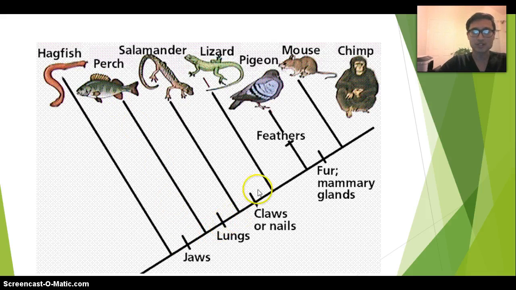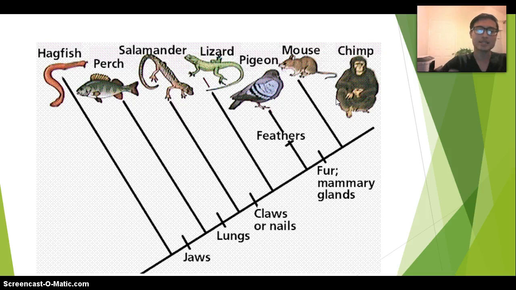If you did develop lungs, you became one of these 5 organisms right here, and you were the common ancestor right here at this node. Now, some of the descendants developed claws or nails, and other descendants did not. And if you didn't develop your claws or nails, you became an amphibian like a salamander. But if you did develop claws or nails, you went down this evolutionary pathway and you became one of these 4 organisms. Okay? Similarly, you either became a lizard, or you developed feathers and became a pigeon, or you developed fur and mammary glands and you became a mammal.